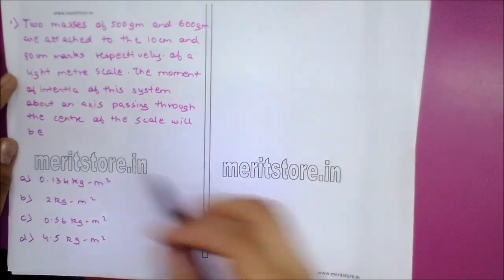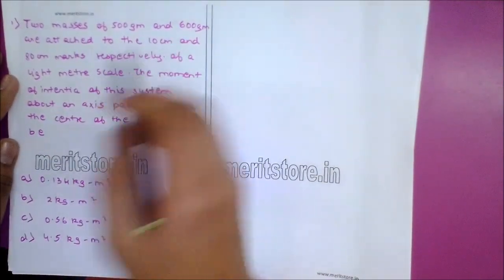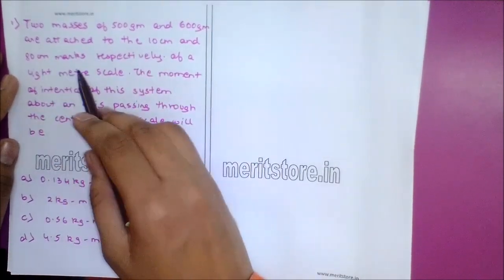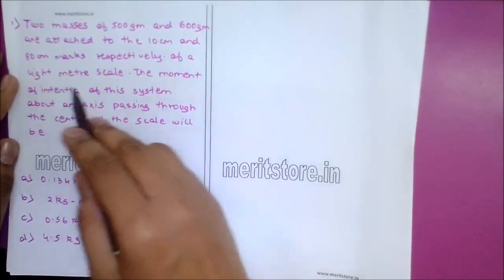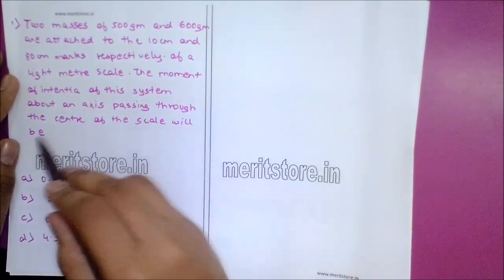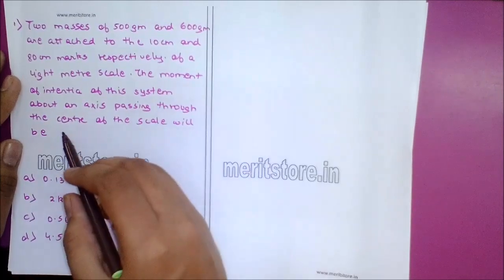Number 1. Two masses of 500 gram and 600 gram are attached to the 10 centimeter and 80 centimeter marks respectively of a light meter scale. The moment of inertia of the system about an axis passing through the center of the scale will be.